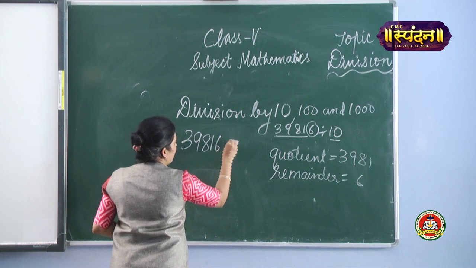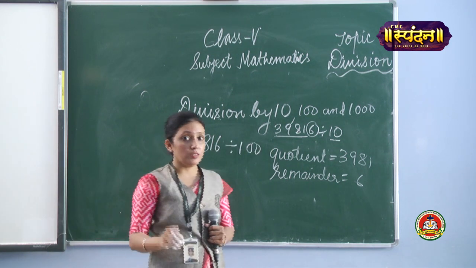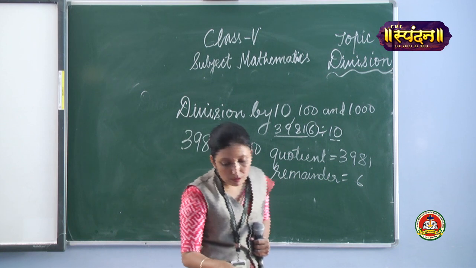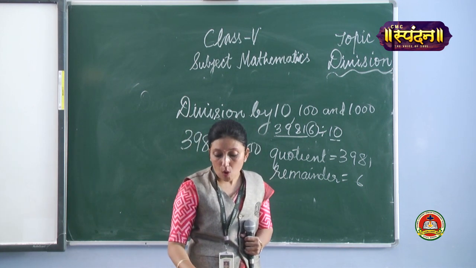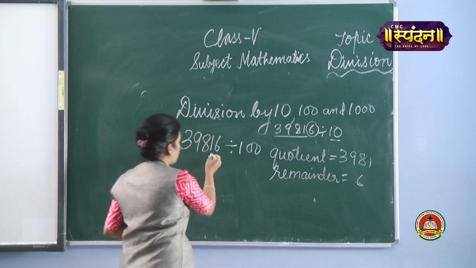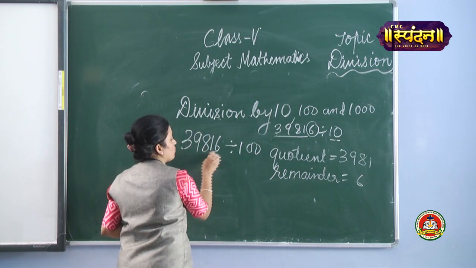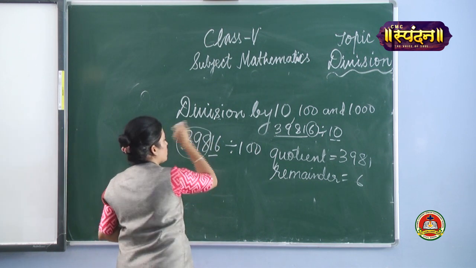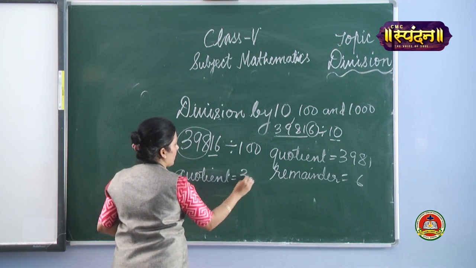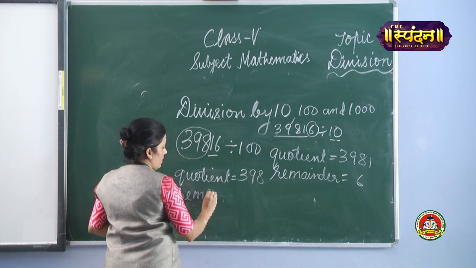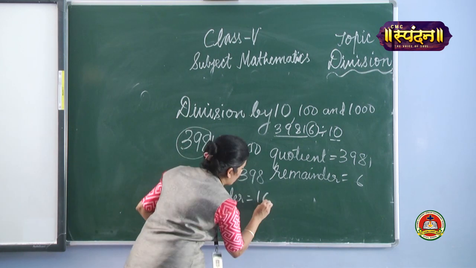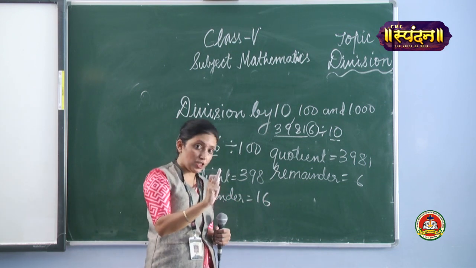39816 divided by 100. Here we have taken 10 means ones place. Whenever it's divided by 100, children, you have to simply see, it is already given in your book, page number 129. That is the last two digits. Whenever it's by 100, the last two digits will be your remainder and the remaining one is your quotient. That is, quotient is equal to 398 and remainder is 16.